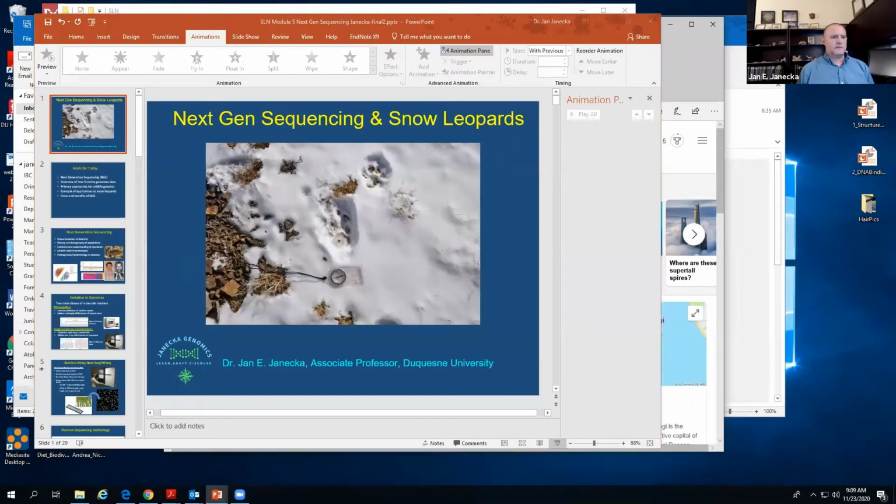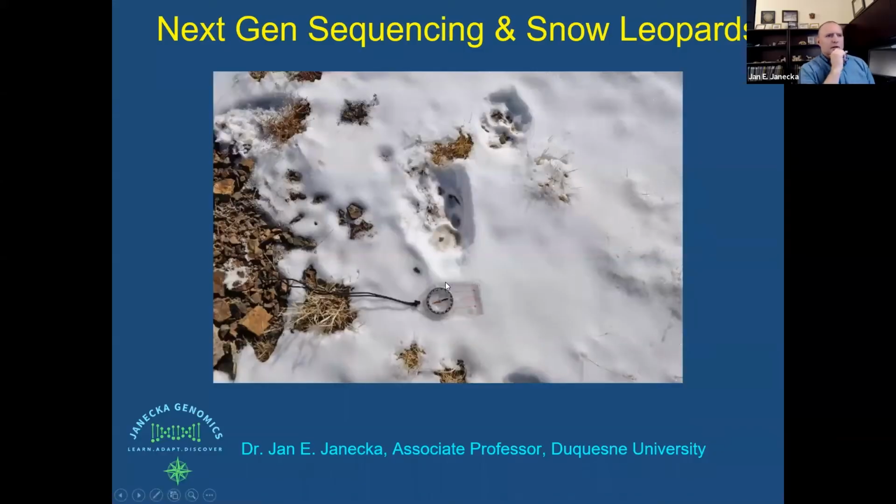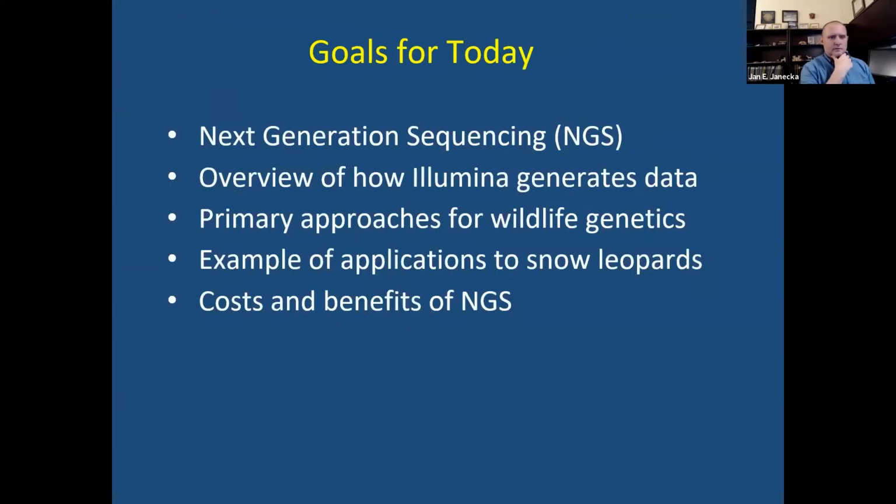I'll try to keep it focused on the main techniques that are potentially transferable to non-invasive genetics, and then I'll highlight some of the work that we're doing right now and how we're trying to use it to understand how snow leopards have adapted to hypoxia. I also want to discuss some of the challenges of trying to incorporate NGS into wildlife studies, particularly, and some of the issues that come about when you try to do that.